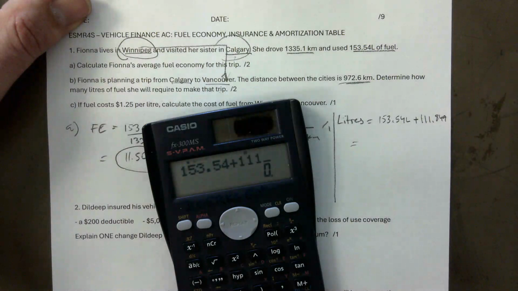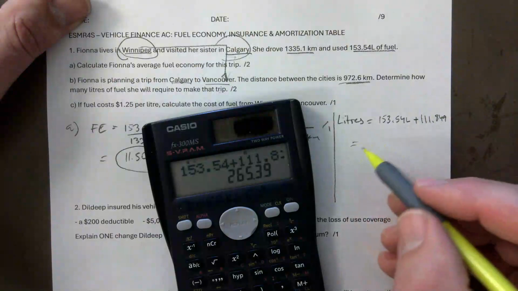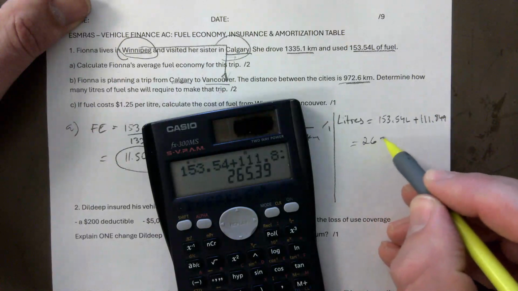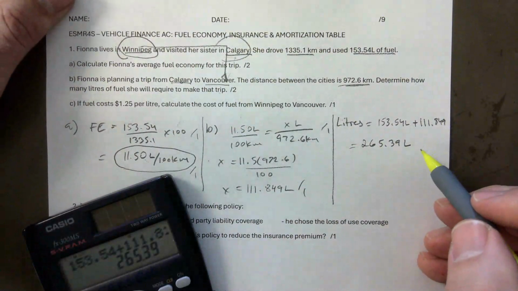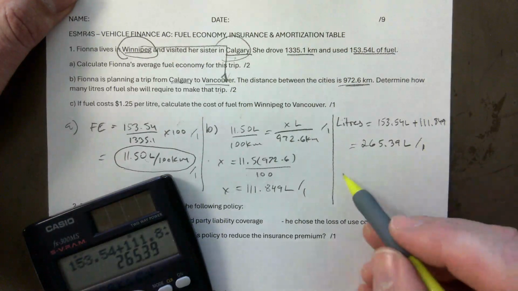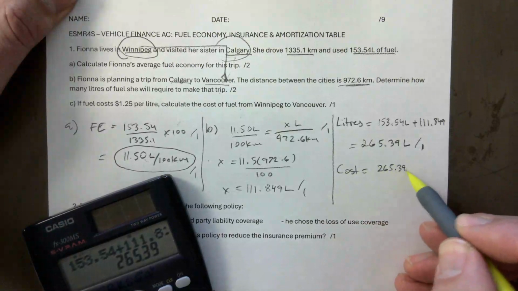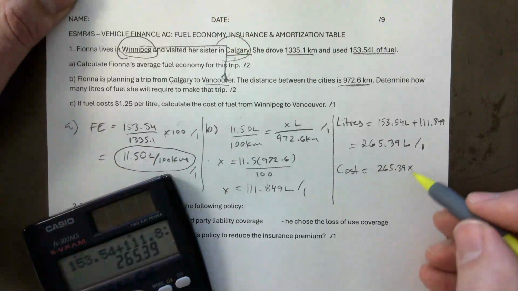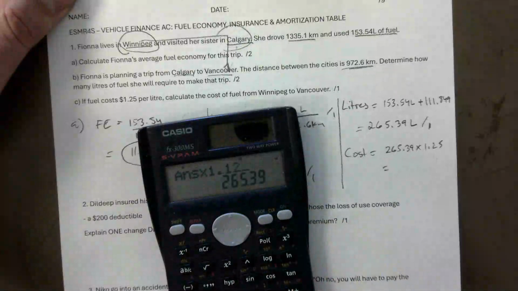And with either answer you would have received full marks, whether you use the 3 decimals or 2. So you need 265.39 liters. I'm going to make this 1 mark already, if you get that right. And now the cost. We're going to go 265.39. Obviously, this will depend on what you got in the previous 2 sections. So I'll just multiply that by 1.25.